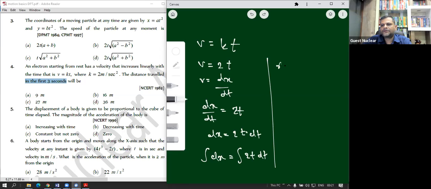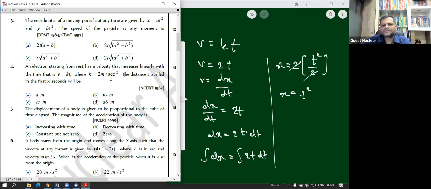So in the next step, integration of dx is simply x, which is equal to, now what will the integration of 2t be? So 2 is a constant, taken out, and integration of t will be t square by 2, right? Hence the 2 cancels, and we are left with x equal to t square.